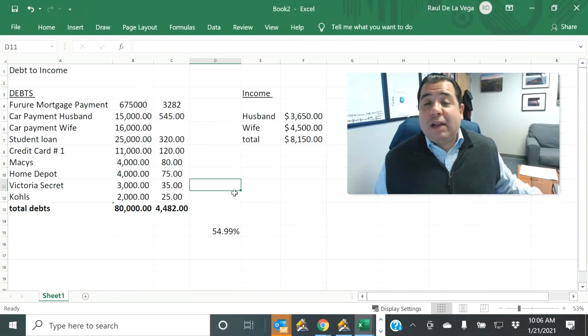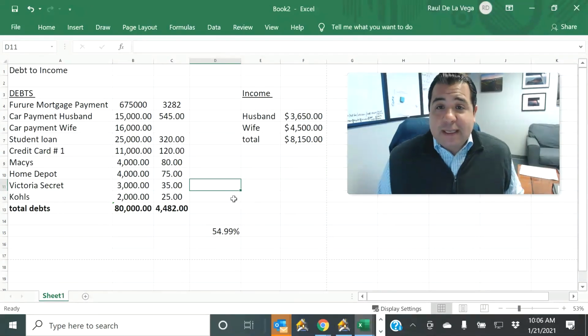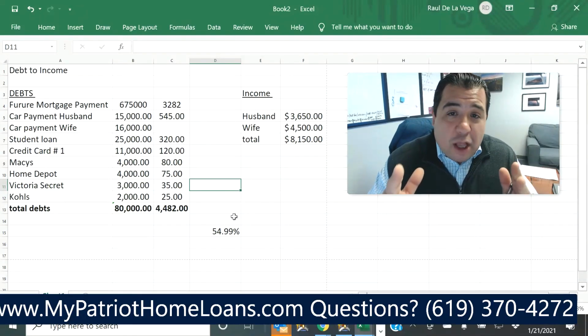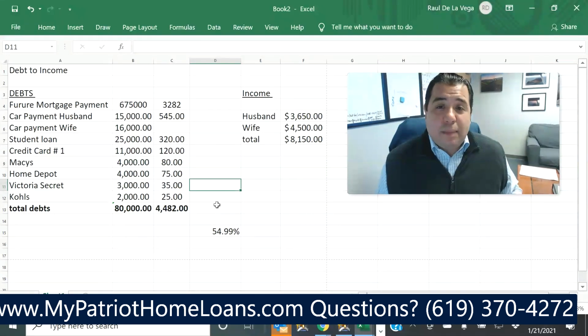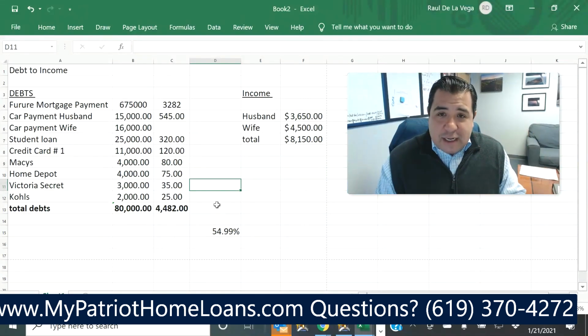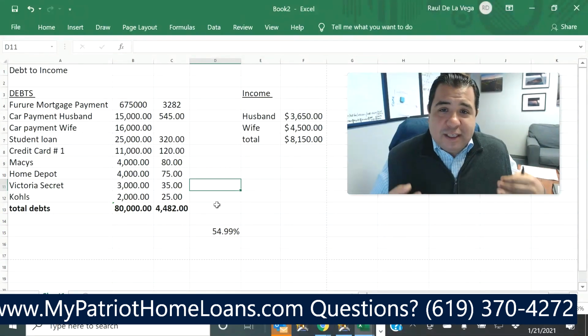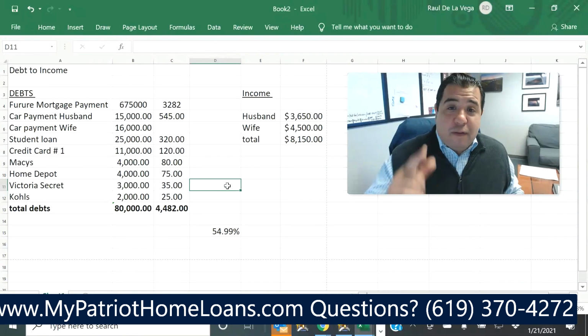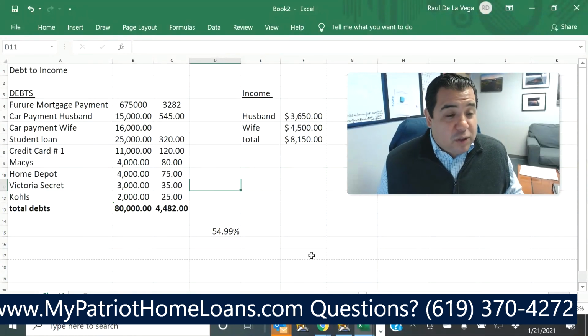Anyway, this is Raul de la Vega. This is how you calculate debt to income ratio. And these are the things you got to take in consideration when buying a home. But again, don't try to do it yourself. I just want you to understand it. I want to sit down with you and explain it and how I can work my magic and make you qualify for that dream home you've been wanting to buy in 2021.